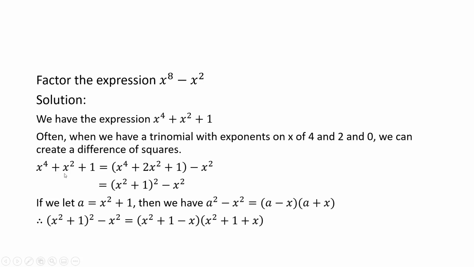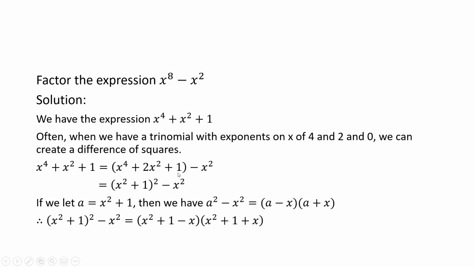grouping. What we can do is say, okay, we've got this x to the 4. I know that x to the 4 is x squared quantity squared. And I've got this 1, and I know that that's 1 quantity squared. So what we can do is say to ourselves, what is x squared plus 1 quantity squared? Well, x squared plus 1 quantity squared is x to the 4 plus 2x squared plus 1. So instead of saying we have x to the 4 plus x squared plus 1, we're going to say we have x to the 4 plus 2x squared plus 1.